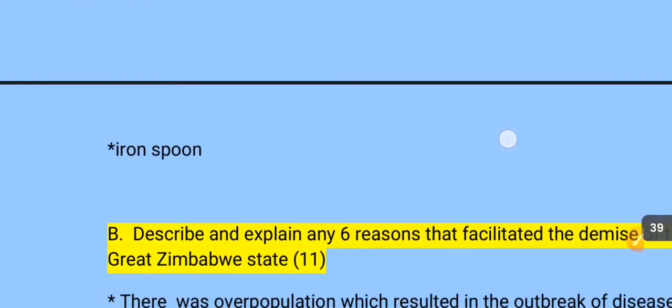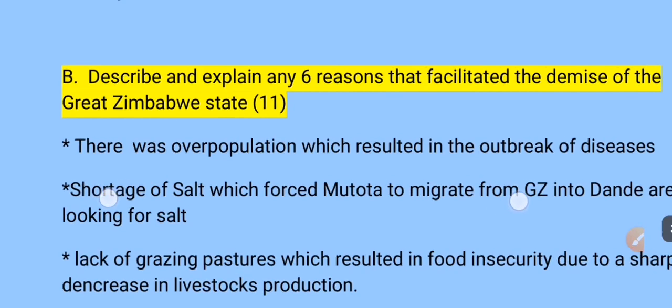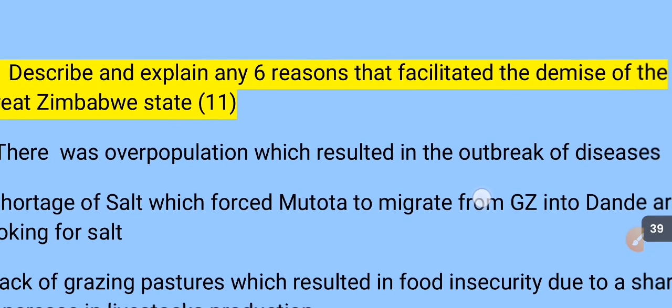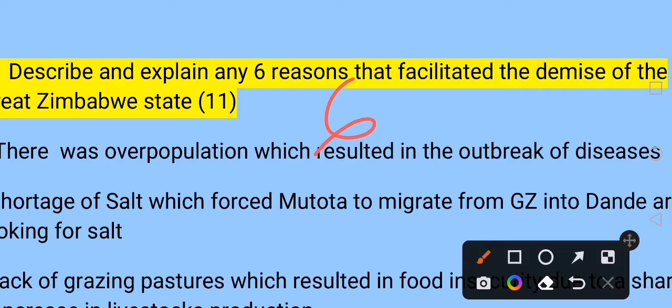Okay, then moving on to the next question, it says, which is part B, which contains about 11 marks or 12 marks. The question says, describe and explain any 6 reasons. Pari kudiwa mangani ma reasons? 6, only 6. Yogonyora 10.